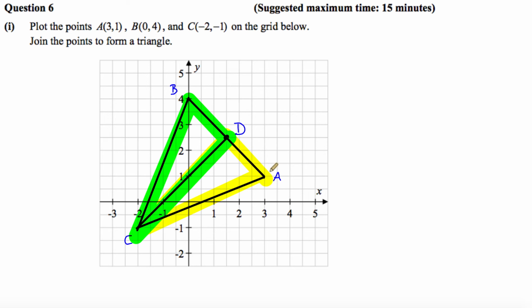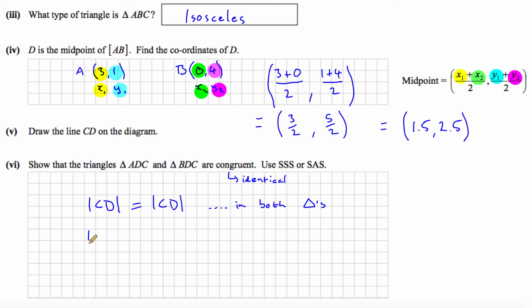Now we also know that AD is going to be equal to DB, because D is the midpoint of AB. So we can say that BD is equal to DA, D is midpoint of AB.